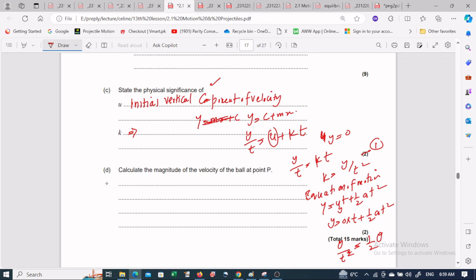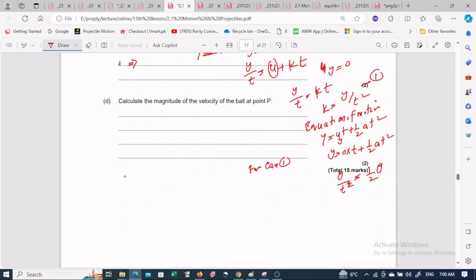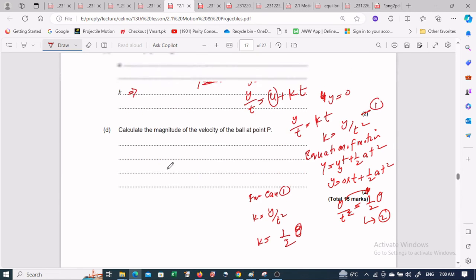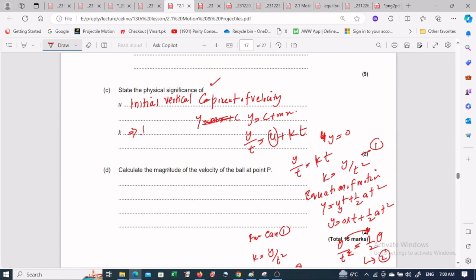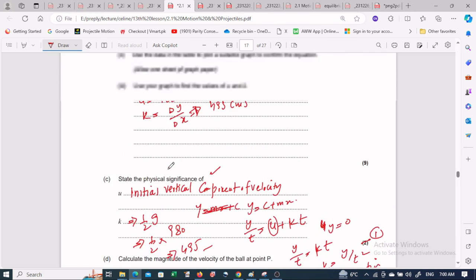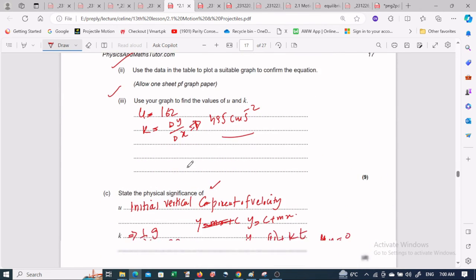So we can replace this in equation 1. From equation 1 we know that k is equal to y over t square, and from equation 2 we know that y over t square is equal to half g. So our k is equal to half g, it means the value of k is half of the gravity, k is the slope, equal to half g. And we also know that g is 9.8 or 980, so half of this is 495. That is the value that we found for the slope, 495, the exact same value.